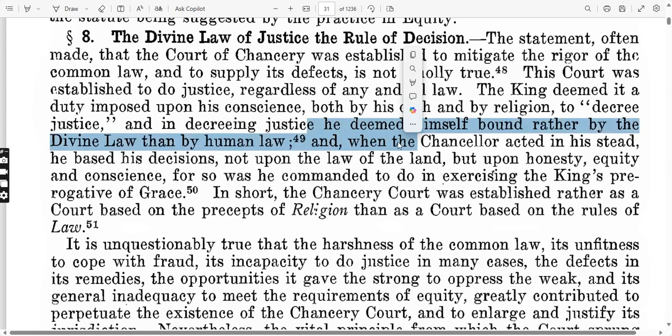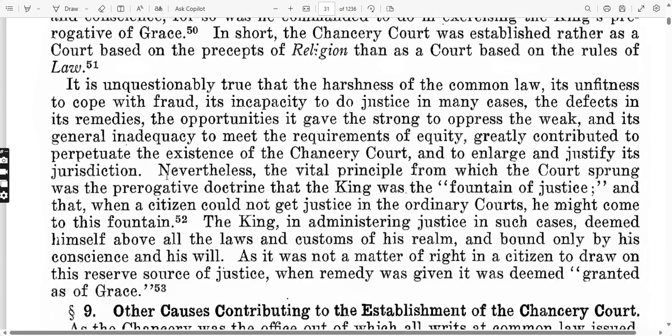And when the chancellor acted in his stead, he based his decisions not upon the law of the land, but upon honesty, equity, and conscience. For so was he commanded to do in exercising the king's prerogative of grace. In short, the Chancery Court was established rather as a court based on the precepts of religion than as a court based on the rules of law. So the courts of Chancery was a religious derivation. That's interesting. Very interesting.